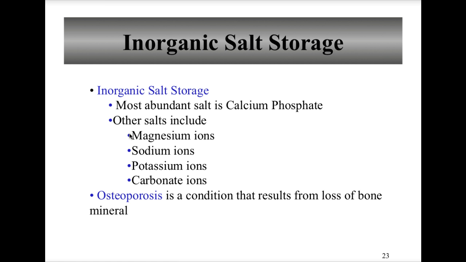Bone also plays a role in the storage of inorganic salts. The most abundant salt is calcium phosphate. Other salts include magnesium ions, sodium ions, potassium ions, and carbonate ions. For the inorganic salt storage, you've learned that the major salt there is hydroxyapatite, primarily calcium phosphate, Ca3(PO4)2(OH)2, which is going to give bone its hardness and rigidity. Calcium is required for many metabolic processes, including muscle contraction and nerve impulse conduction.